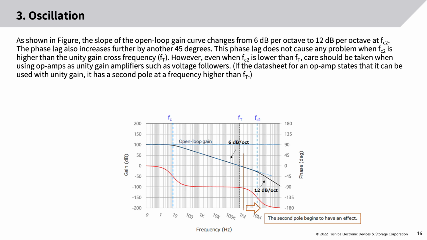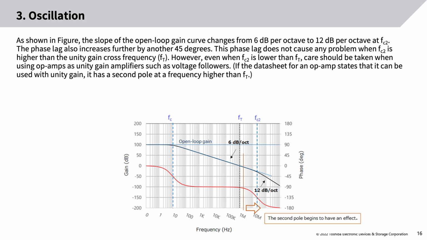As shown in figure, the slope of the open loop gain curve changes from 6 dB per octave to 12 dB per octave at Fc2. The phase lag also increases further by another 45 degrees. This phase lag does not cause any problem when Fc2 is higher than the unity gain cross frequency, Ft.